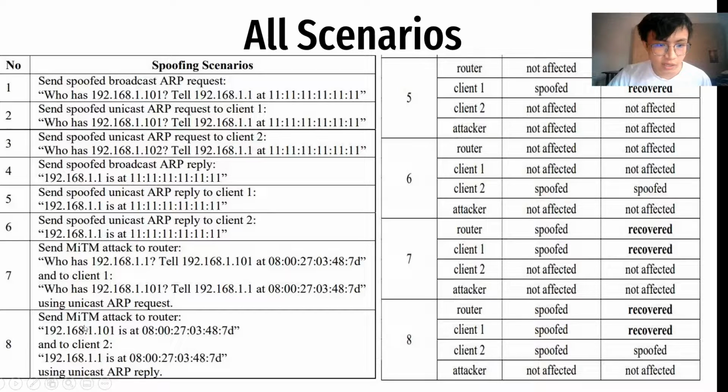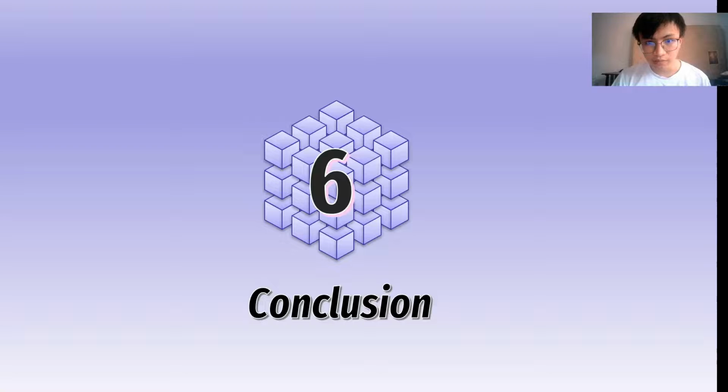The last MITM attack is to all using unicast. So the router, client 1 and client 2 are all spoofed, but only the router and client 1, which have the program, are recovered. So from the result we can see that the percentage of recovery is almost 100, so it's very effective against the ARP spoofing attack.